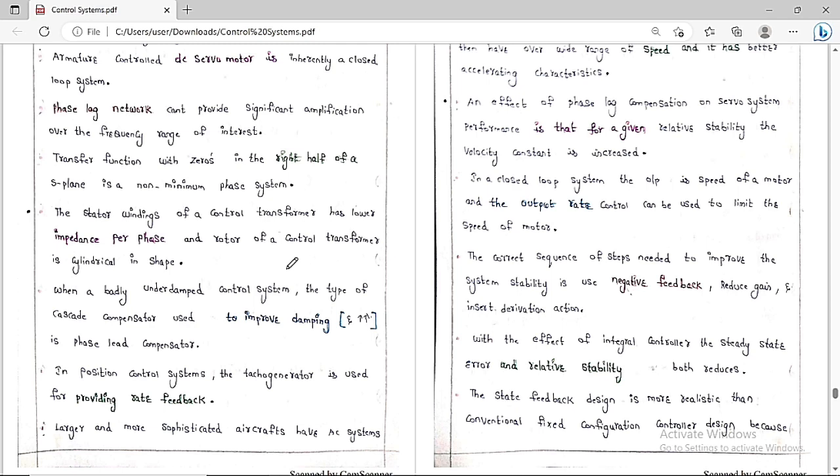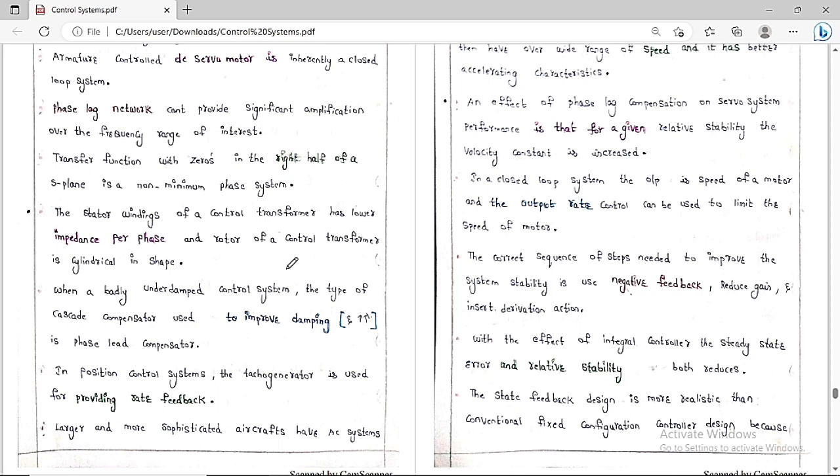The next point is, in position control systems, a tacho generator is basically used for providing the rate feedback. For a tacho generator the input is the mechanical rotation and the output is the DC voltage, which is proportional to the rate of change, the angular velocity. So in position control systems, the tacho generator is basically used for providing the rate feedback. Rate means derivative of the speed.